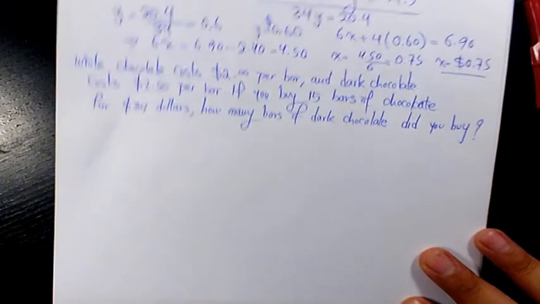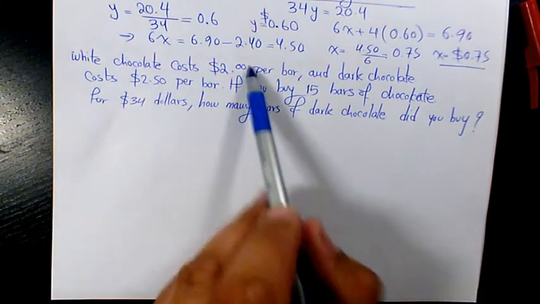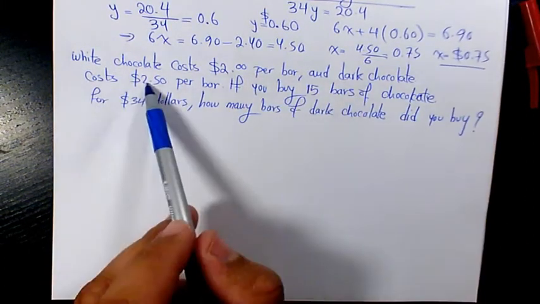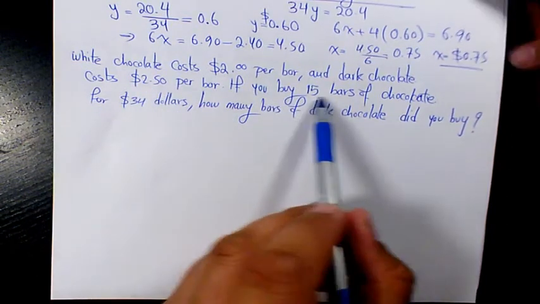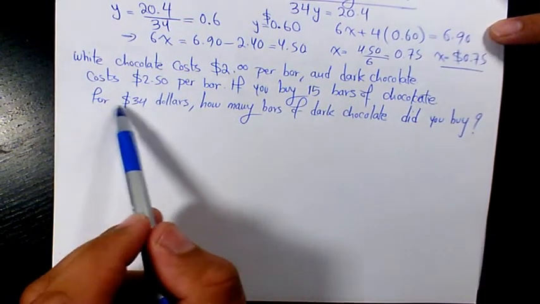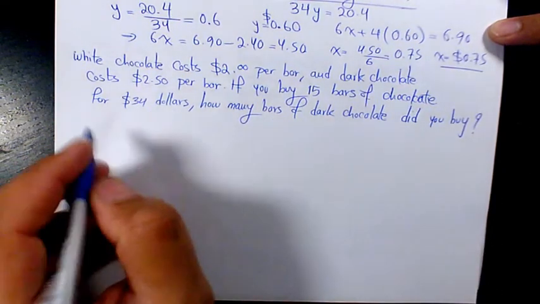Next one. White chocolate costs $2 per bar and dark chocolate costs $2.50 per bar. If you buy 15 bars of chocolate for $34, how many bars of dark chocolate did you buy?